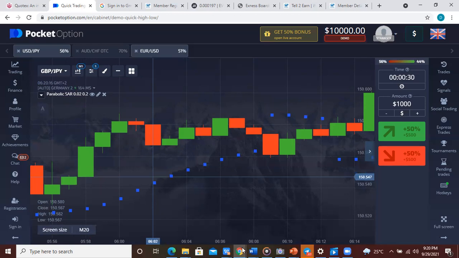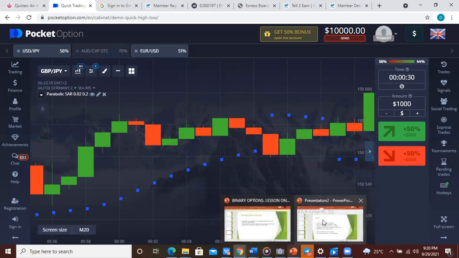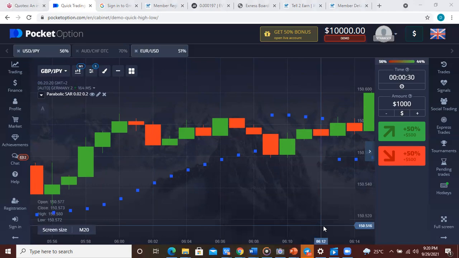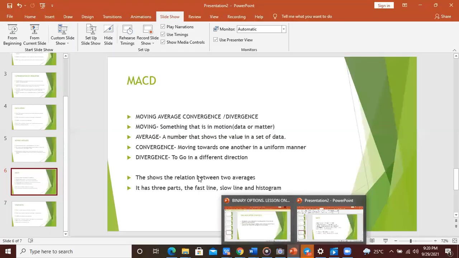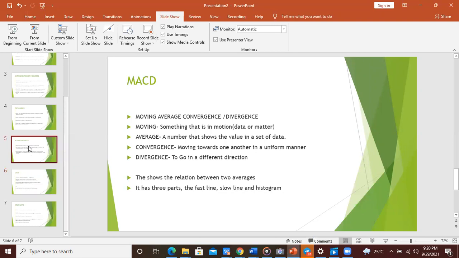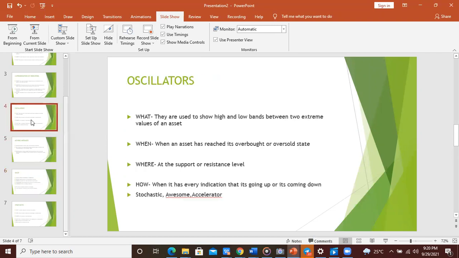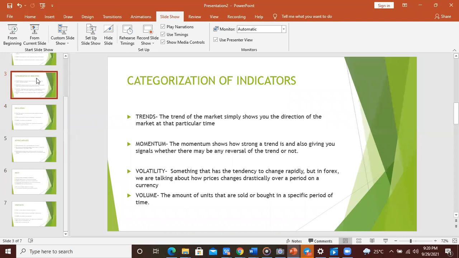You know that this one is for checking the volume. You know that this one is for checking the volatility. You know that this one is for checking the momentum, just as we can see over here, the categorization of indicators. So when you are coming to apply the indicators, you need to make sure that, based on the strategy that you want to use, there is an indicator that is showing you the trend of the market.